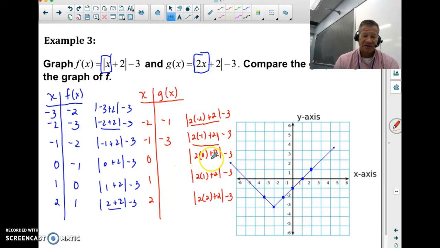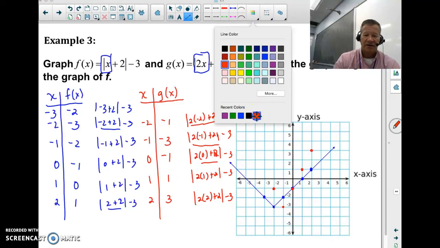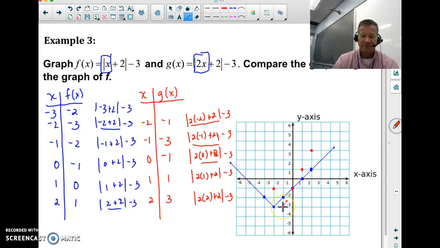Now 2 times 0 is 0, plus 2 is 2, which has an absolute value of 2, minus 3 is -1. So it went down, now it's coming back up. Good. 2 plus 2 is 4, which has an absolute value of 4, minus 3 is 1. And 2 times 2 is 4, plus 2 is 6, which has an absolute value of 6, minus 3 is 3. Now let's graph these. -2, -1, -1, -3, 0, -1, 1, 1, and 2, 3. So on this one, we can see that the graph is going up through these points from the vertex, and then up to the left, it's actually coming down as we come from left to right. Kind of looks like this.